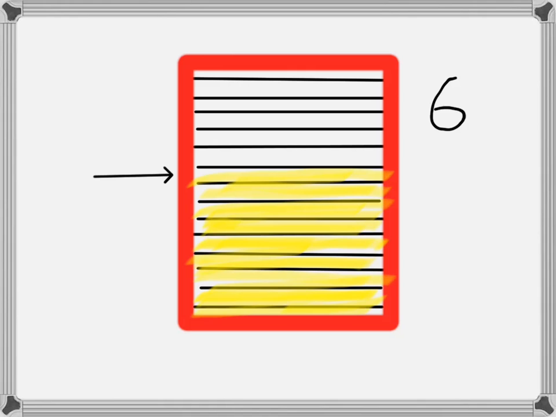And I should set a plan. It might just be to do 3 on Saturday and 3 on Sunday, depending on what I've got on. But now I've got a target that I need to reach over the weekend.